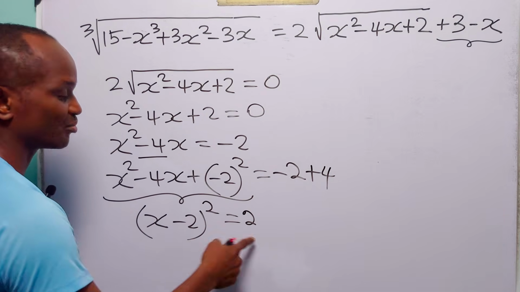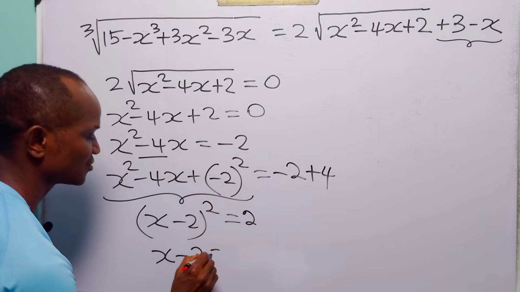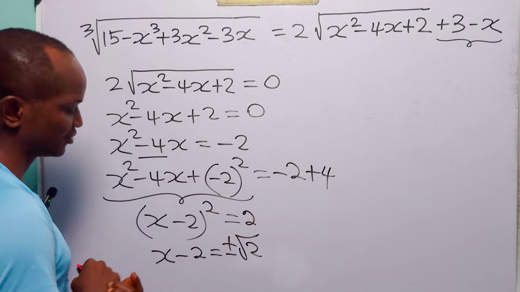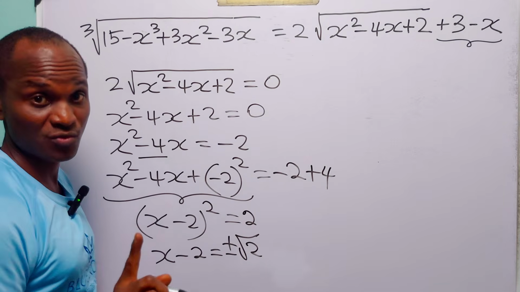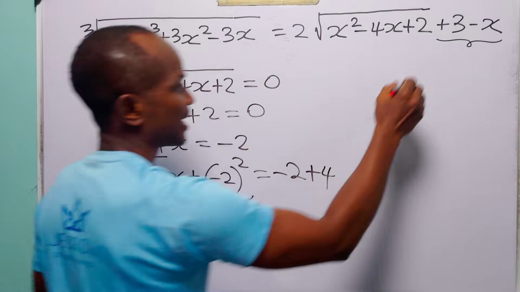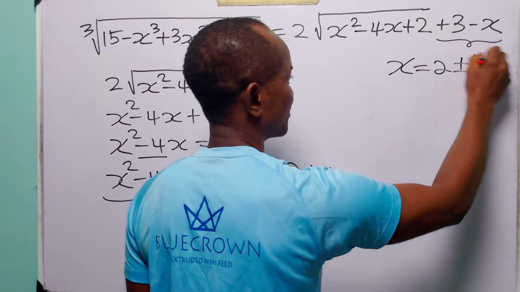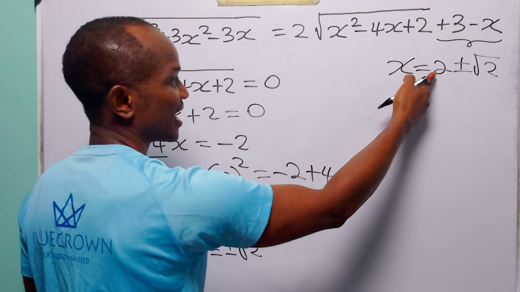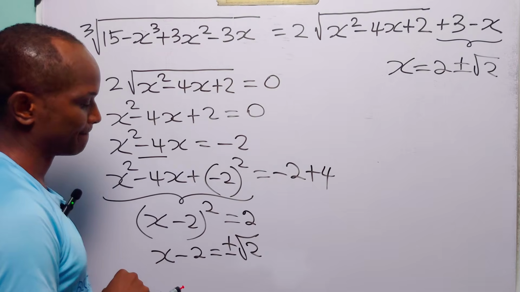Now we take square root of both sides of the equation. And we have that x minus 2 is equal to plus or minus the square root of 2. Now when we add 2 to both sides of this equation, we have two values of x. We have that x is equal to 2 plus or minus the square root of 2. So these are the two values of x that satisfy this radical equation.